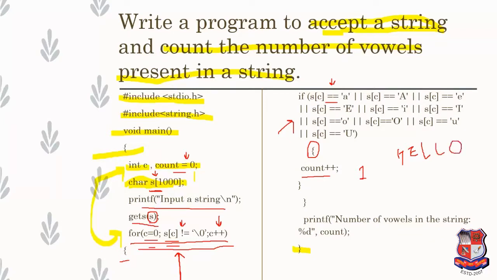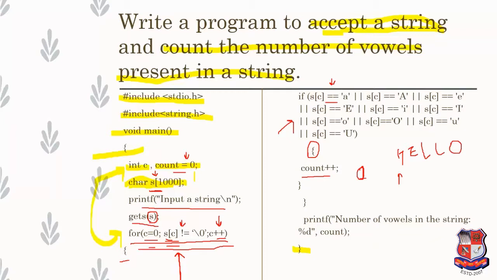Then what happens when c is equal to 0? s of 0 is my h. It will check whether it is a, e, i, o or u. It's not there, so my count will not get incremented. Here the count stays 0 as it is. Now the next one is c++. When c++ occurs, it checks the condition s of c not equal to null.